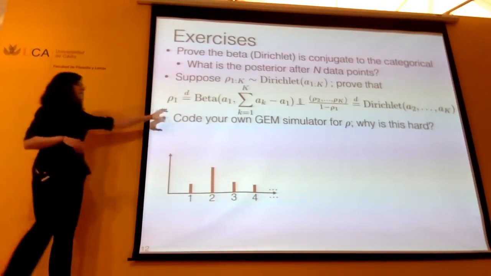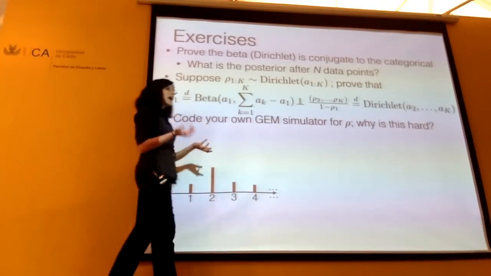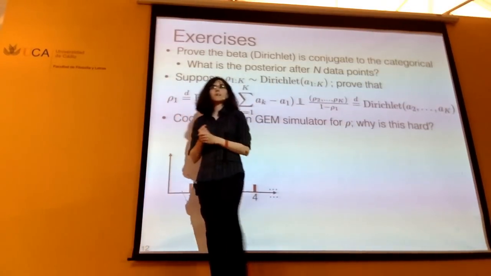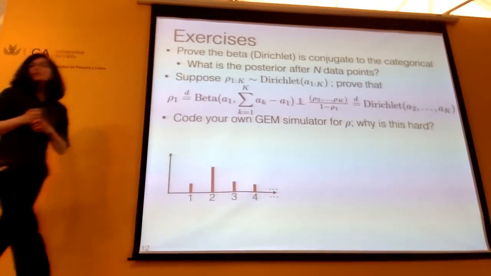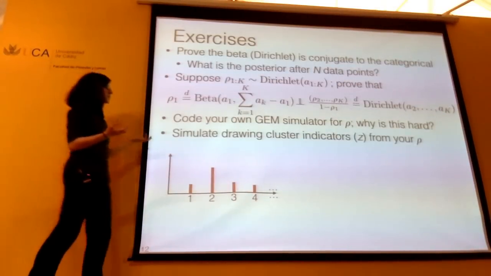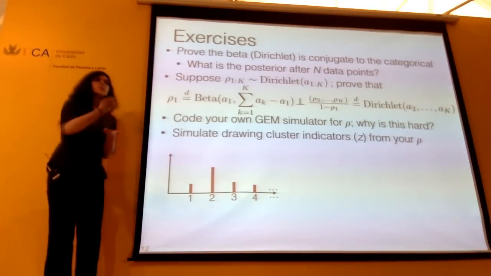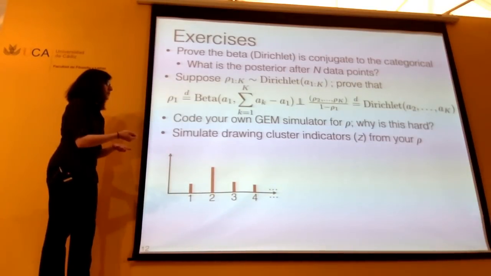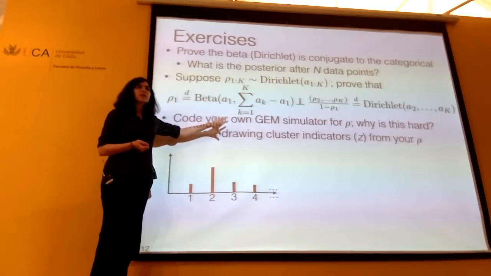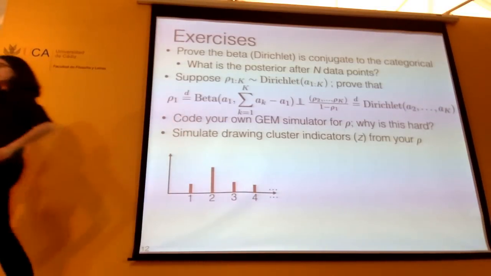Again, coding your own GEM simulator could also be something for later, but something you might want to think about is how you would do it and what might be challenging about doing it. And in particular, the whole point of drawing rho is that eventually we're going to draw cluster indicators from rho. We're going to draw for each data point which cluster it belongs to, conditional on rho. And so you want to think about why this combination is going to be hard and what you might do to get around whatever that difficulty is.